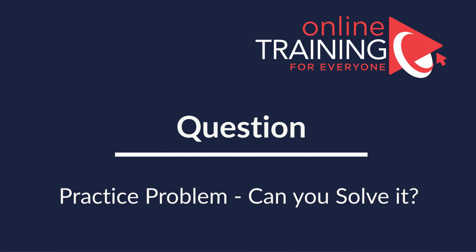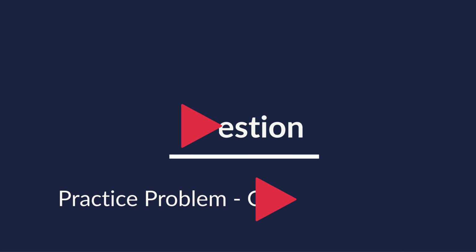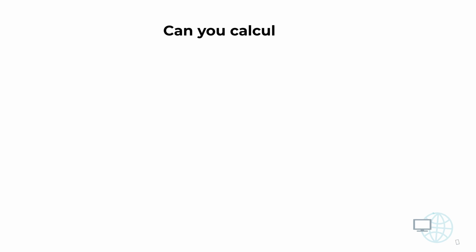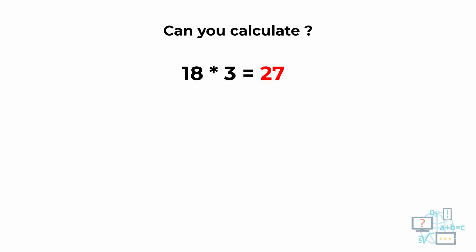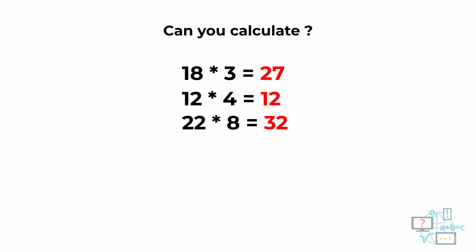And here is the practice question for you. You're presented with 3 full expressions, and you need to calculate missing number in the fourth expression. Here are 3 full expressions. 18 by 3 equals 27. 12 by 4 equals 12. 22 by 8 equals 32. And you need to calculate the result of 12 multiplied by 9.